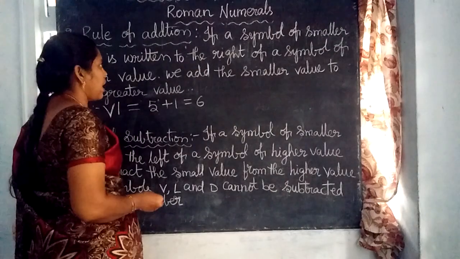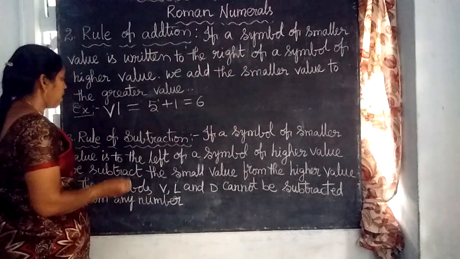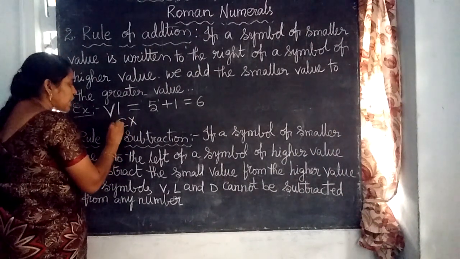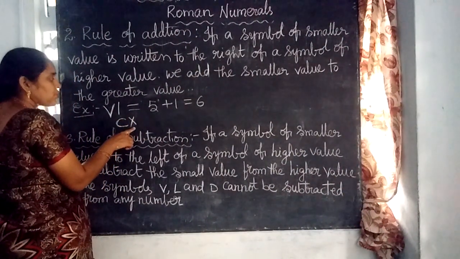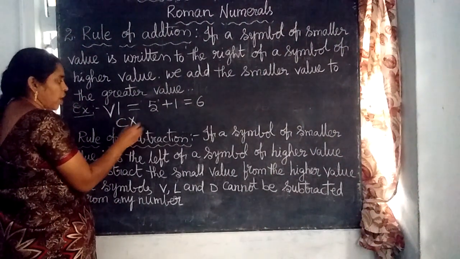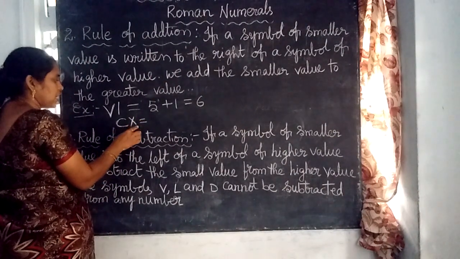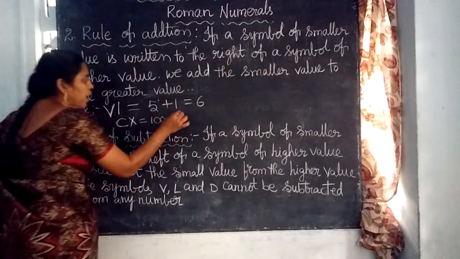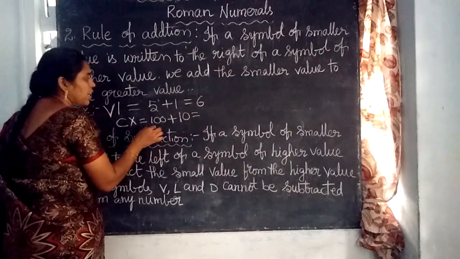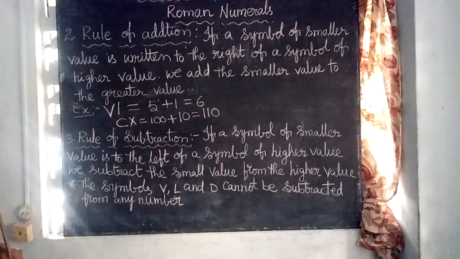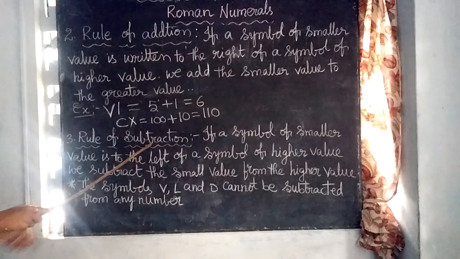Another example. CX. See, C stands for 100, X stands for 10. C is the higher value, and on the right side the smaller value is there. So what do we have to do? Addition. C value is 100 plus X value is 10. So what is 100 plus 10? 110. Is it clear? Now I am going to the third rule, rule of subtraction.